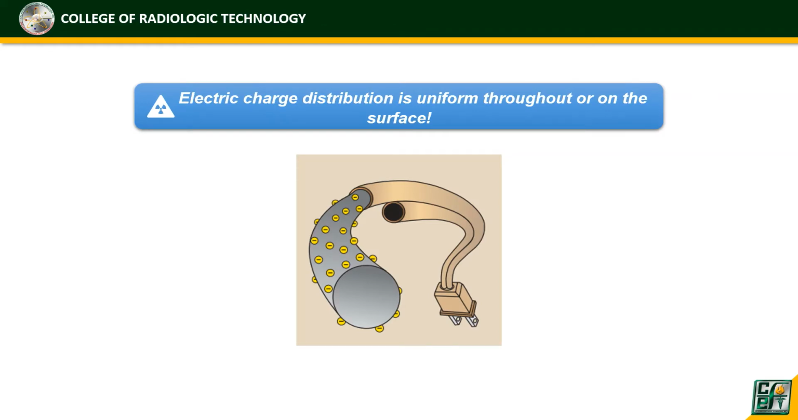So it is important for us to remember that electric charge distribution is uniform throughout or on the surface of a conductor. So as you can see in the image, the electric charge, which is negative, are in uniform distribution sa surface ng ating wire or ng ating conductor.